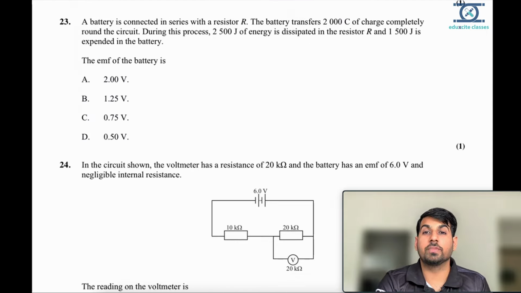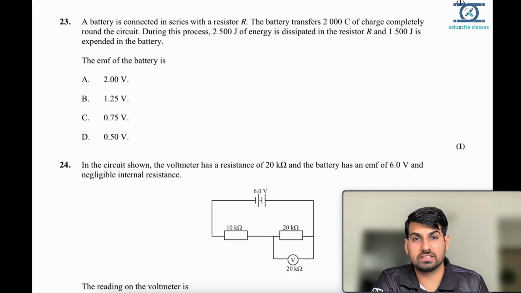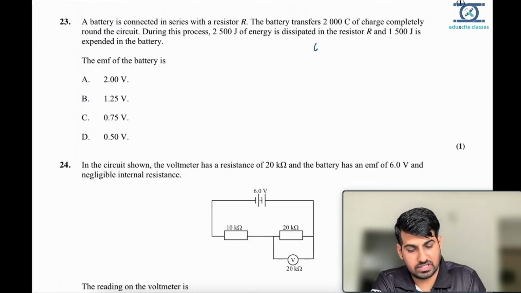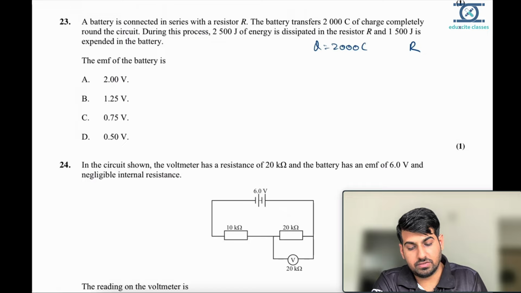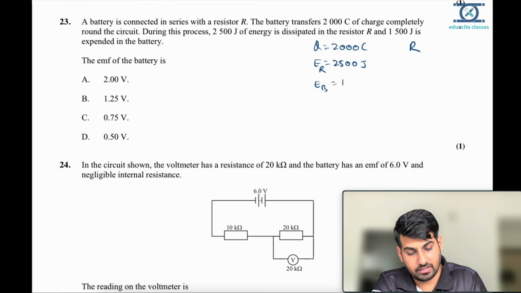Question number 23. A battery is connected in series with a resistor R. The battery transfers 2000 coulomb of charge, so the charge is 2000 coulomb and the resistor is R. During the process, 2500 joule is dissipated in the resistor R and 1500 joule is expended in the battery. So this is 2500 for the resistor R and 1500 in the battery.